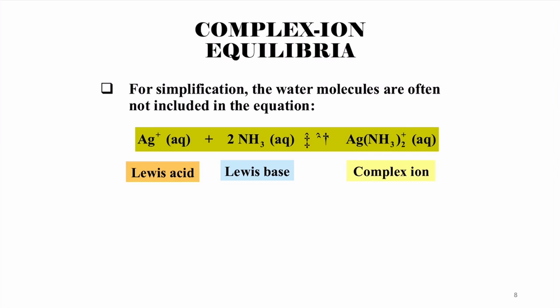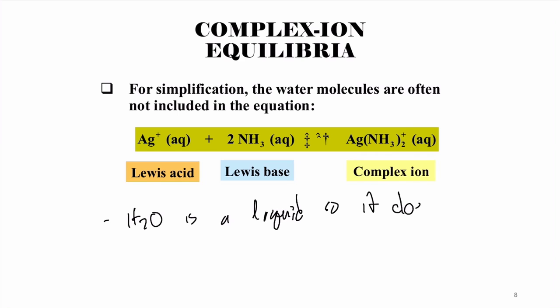So for simplification, usually we don't write the water molecules there, right? We can write the water molecules, but they kind of cancel out on both sides of the reaction. They don't really affect the equilibrium at all. Why don't water molecules affect the equilibrium of the reaction? Because it's a liquid, right? H2O is a liquid.